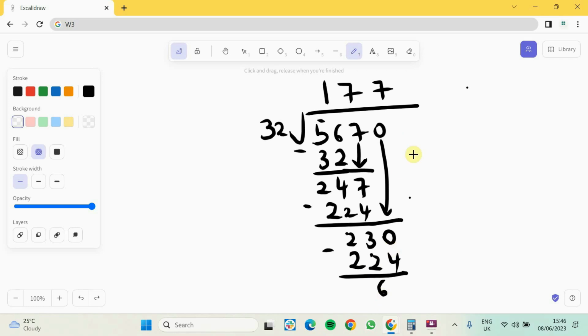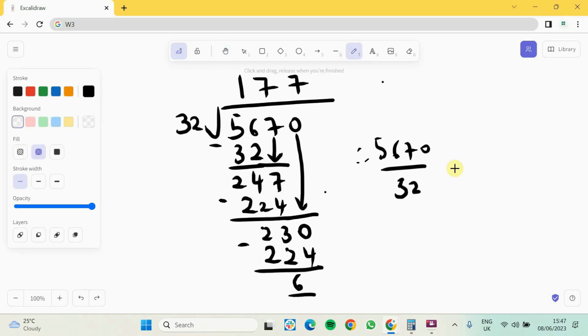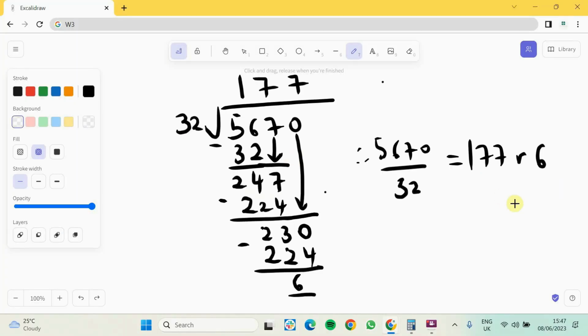Because there's nothing else to bring down, that means the value has a remainder of 6. So therefore, 5670 divided by 32 is equal to 177 remainder 6. Right, let's see if our answer is correct. 177 remainder 6. So we did very well.